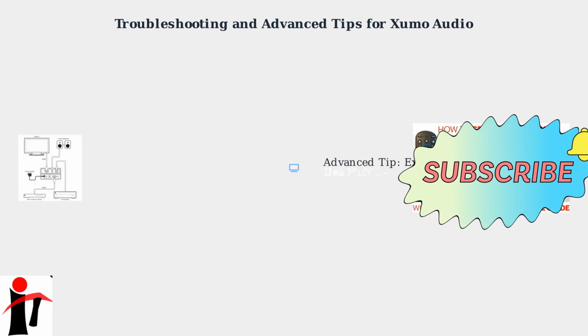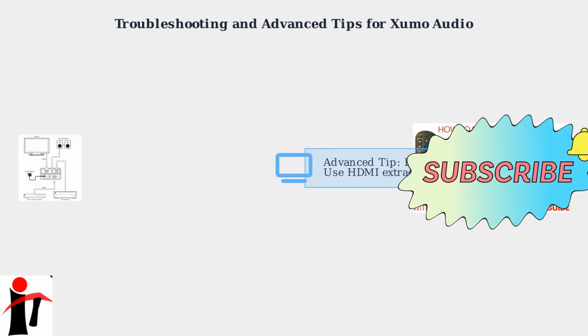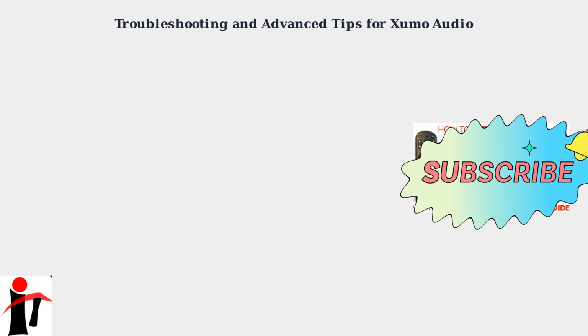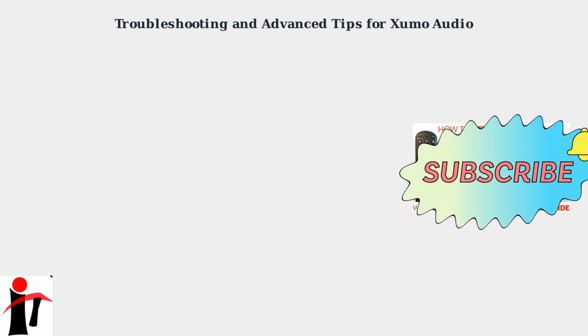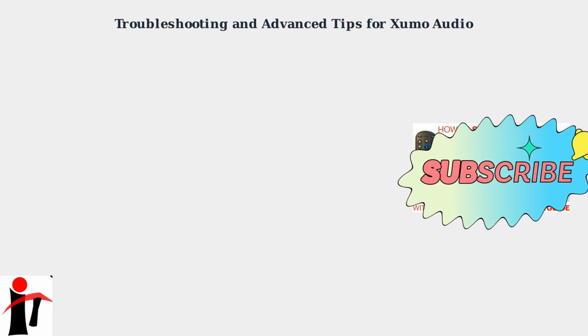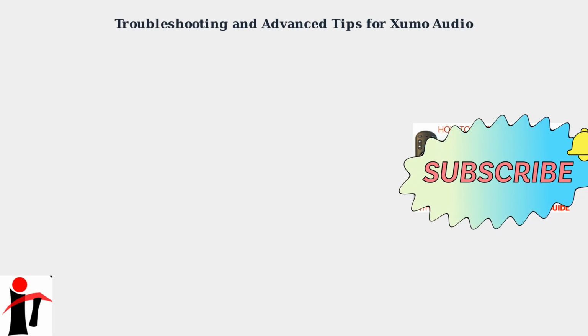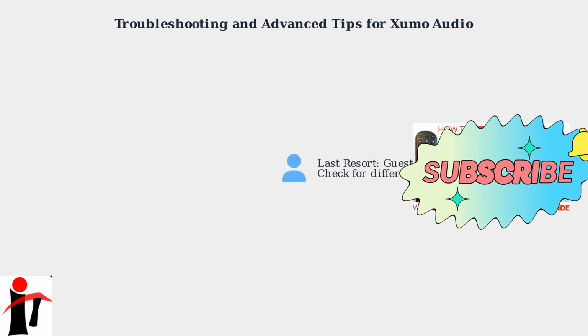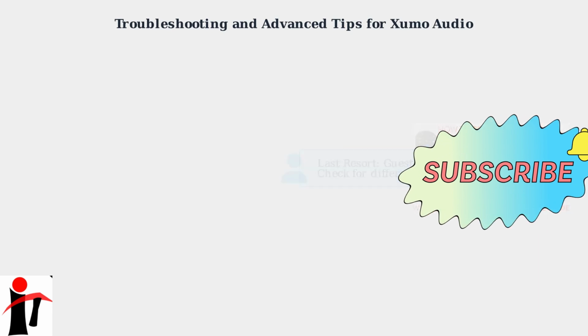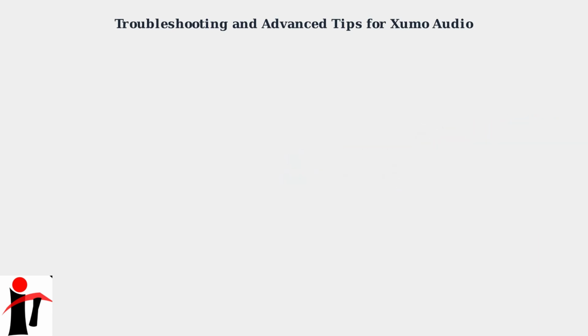User forums suggest that using external apps, though not officially supported, or HDMI audio extractors might provide more control over audio tracks, but these methods are advanced and potentially unreliable. As a last resort, check for a guest mode on your Xumo, which could have different default audio settings.